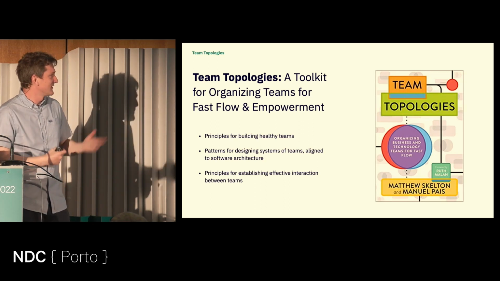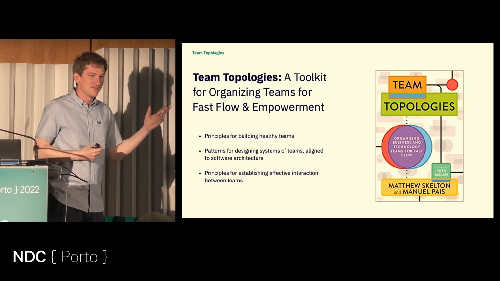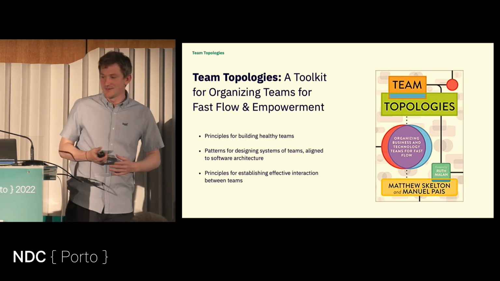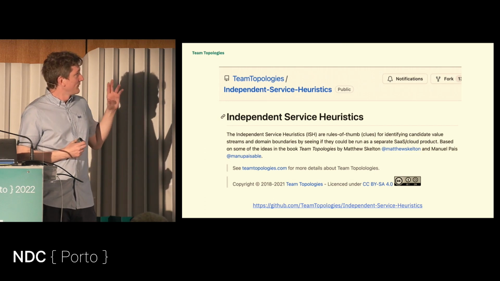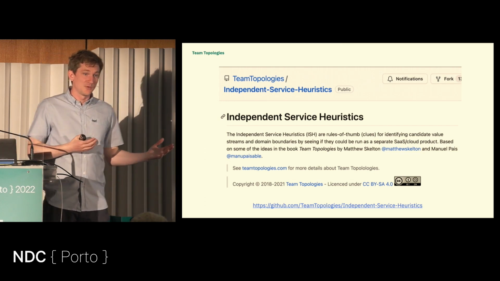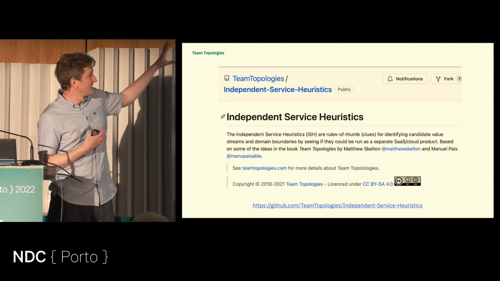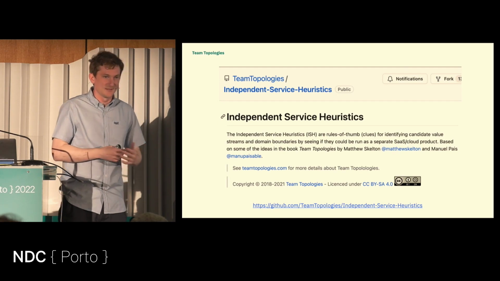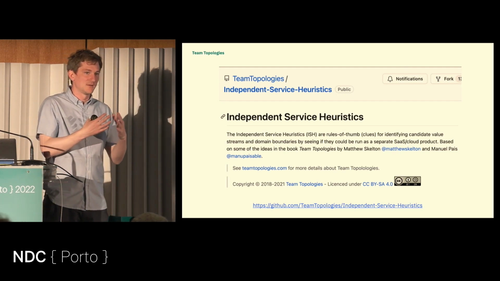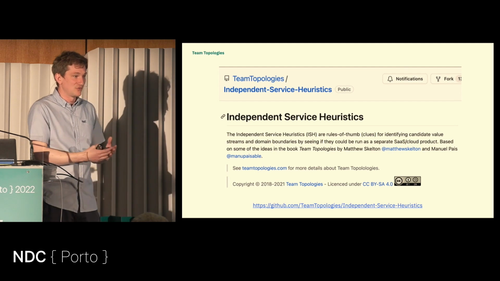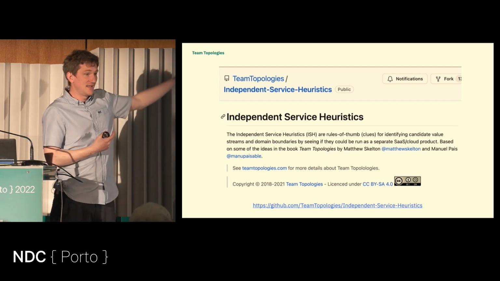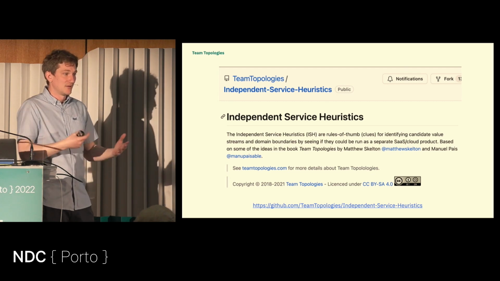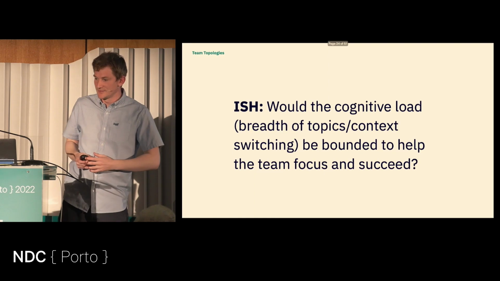So where are we going with that? I think it's also useful for developers to be able to understand these concepts too, to be able to talk with your business and get these ideas into your company. I think one of the best ways to actually start applying Team Topologies is to look at the independent service heuristics they've created on GitHub, a list of questions and checks. It's nothing too complicated, but if you've identified some potential domain boundaries or architecture boundaries or team boundaries, you can go through this list and start assessing it: will this work? Are we ready to commit to these candidate boundaries?